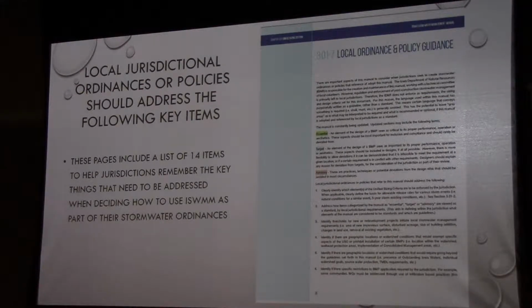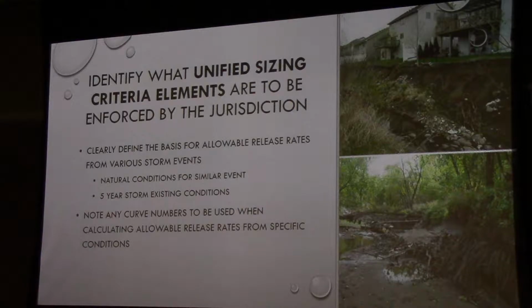Another thing you want to think about, based on this sheet, is the key items that you should address. These 2 pages list those 14 items that will really help us and jurisdictions remember the key things to be addressed when deciding how to use the manual and ISWIM as part of the stormwater ordinances.